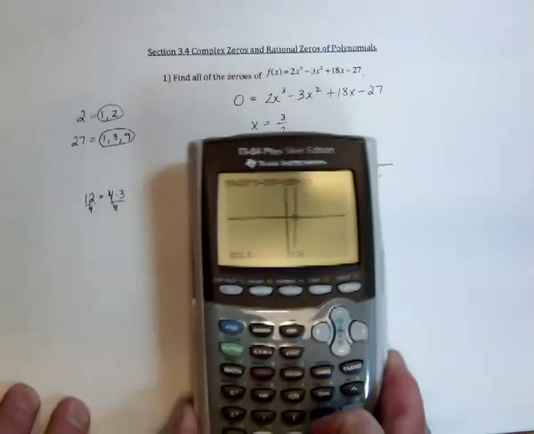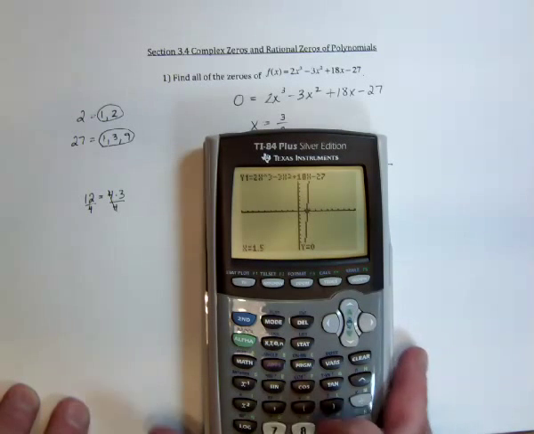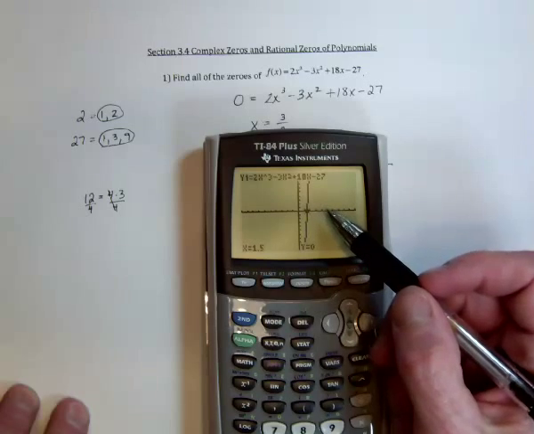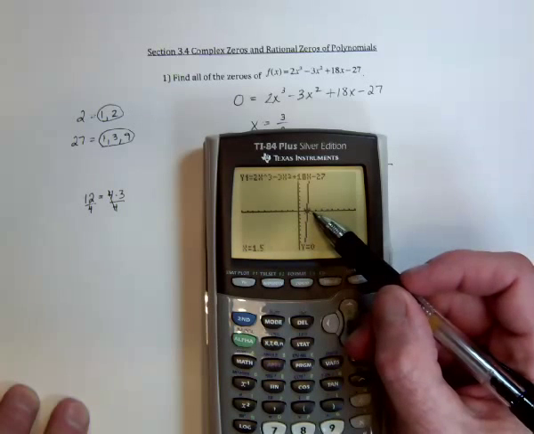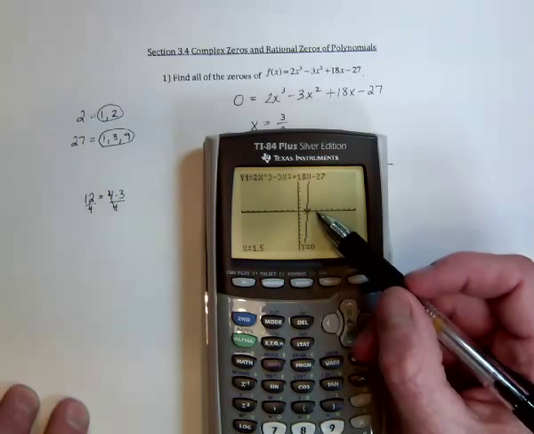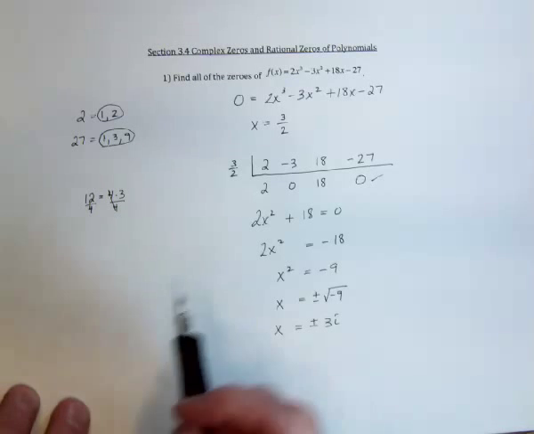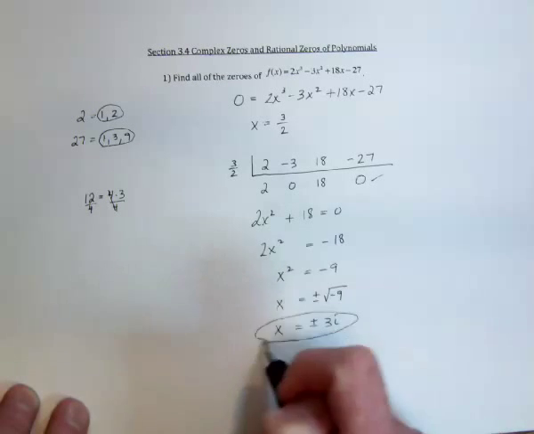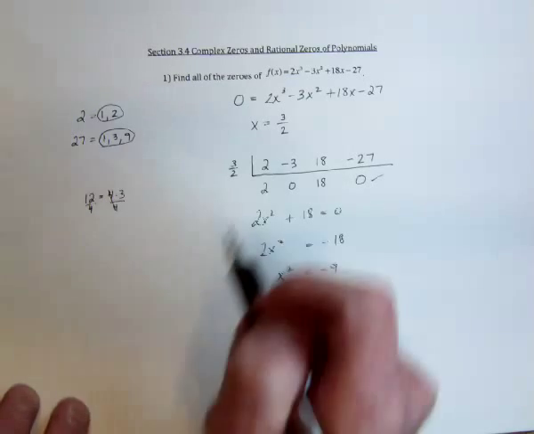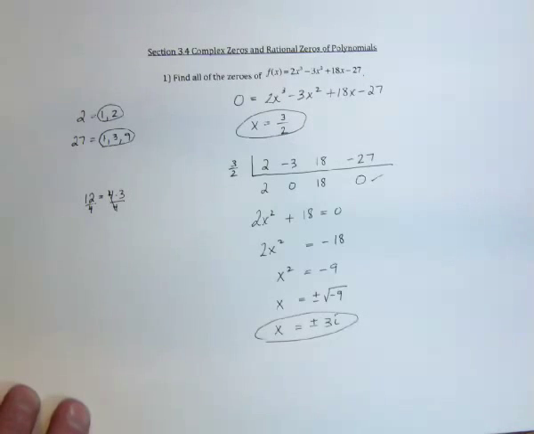If you take a look at the graph, you're not going to see 3i because this uses only real numbers, so only the real number solutions are going to show up on my graphing calculator. The imaginary solutions are not there. But now we've found all of them, plus and minus 3i, and x is equal to 3/2.